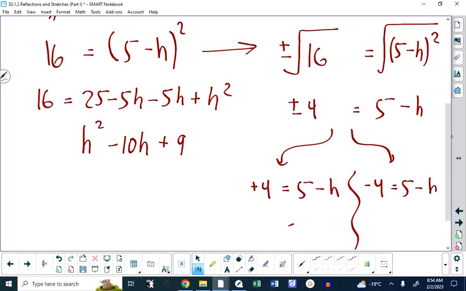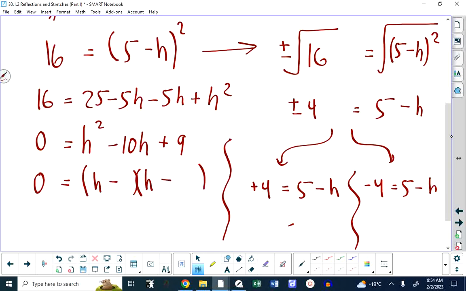Looks okay. All right, and then you would say, well, I'm going to factor this. I'm looking for two numbers that multiply to give positive 9 and add to give negative 10. Well, if they multiply to give a positive and add to give a negative, they better both be negative. And the numbers are negative 9 and negative 1. And then what you do is you say, well, h minus 9 equals 0, and h minus 1 equals 0. And if you solve these two equations, you'll get the same answers as if you solve these two equations on the right. Okay?